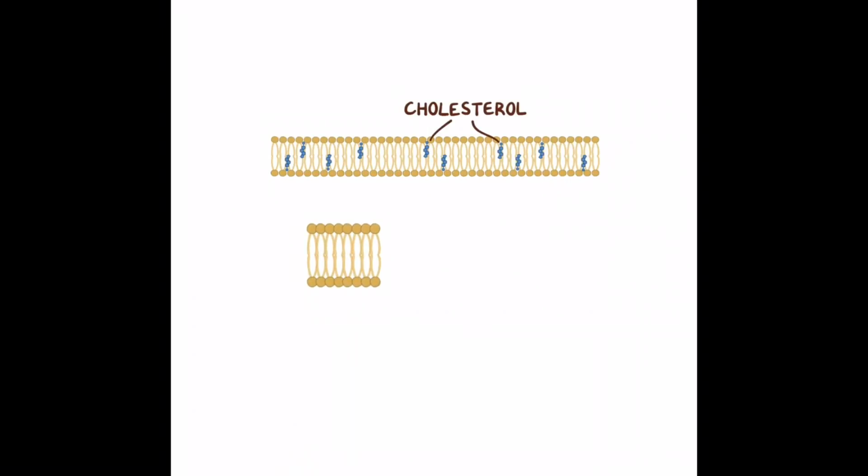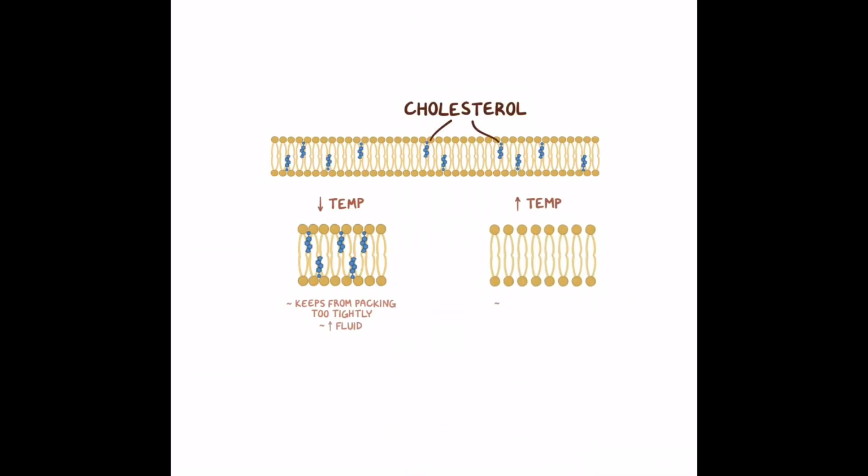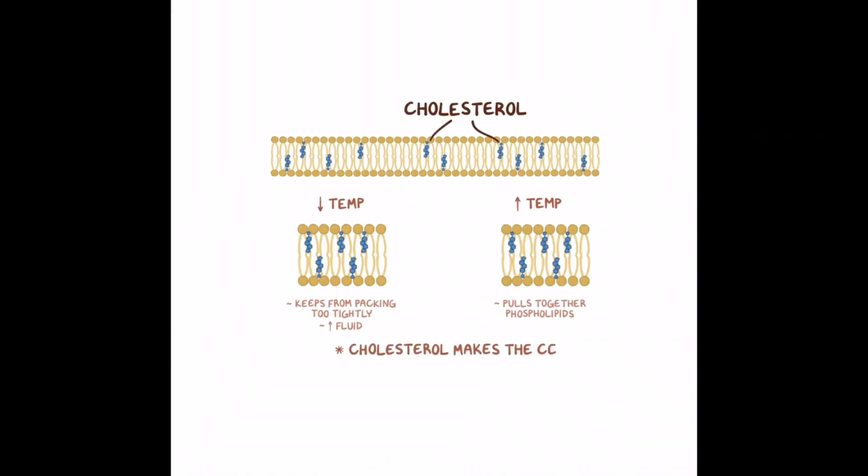And the role of cholesterol is twofold. At low temperatures, it squeezes in between phospholipid molecules and keeps them from packing too tightly together, to keep the membrane more fluid. And at high temperatures, cholesterol pulls phospholipid molecules together, decreasing the space between them. So cholesterol makes the cell membrane fluid and durable, no matter the weather.